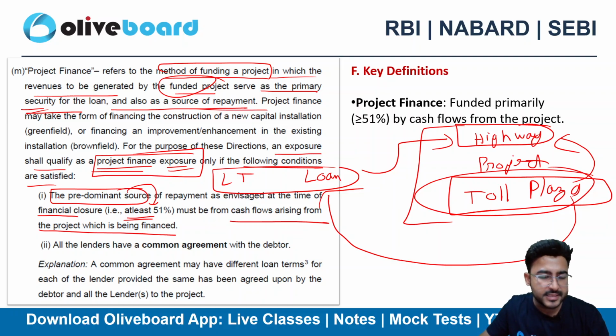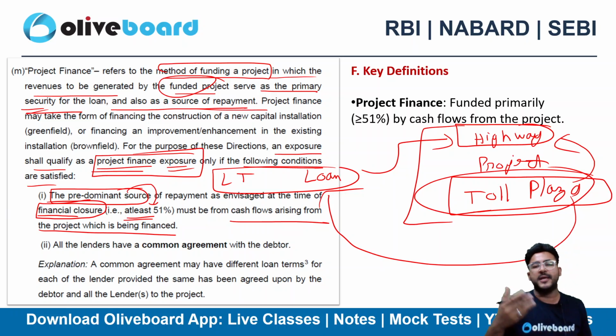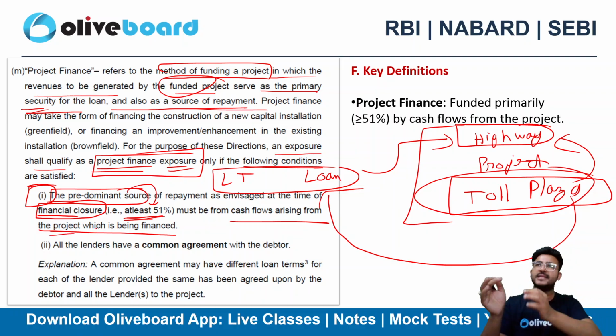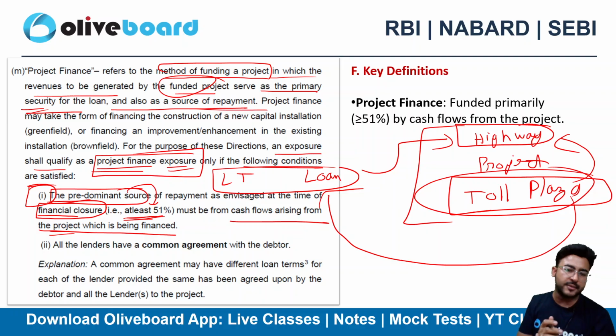Now again and again this word is coming, financial closure. It's nothing but how you obtain the capital, right? So this is the first condition. The predominant source should be at least 51% from the project itself, right? The project for which you are taking finance, the highway, from there you should be able to generate at least 51%, right?